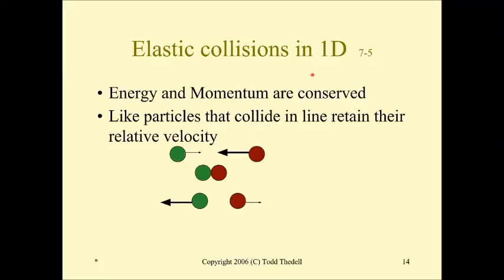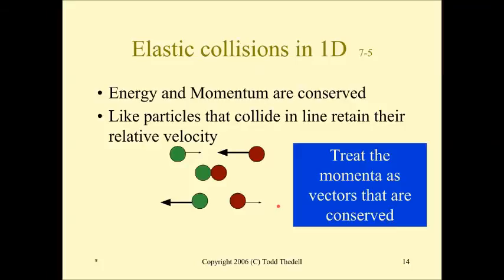So, elastic collisions in one dimension. Energy and momentum are conserved, and particles that collide in line retain their relative velocity. If we had this green object moving with a small velocity and this red object moving opposite, towards the green one, and they collide, and the collision is perfectly elastic, then they will actually exchange velocities. That is, if the particles are exactly the same. We can take a look at how this is called relative velocity and how that works.